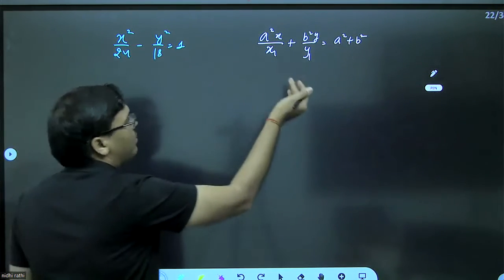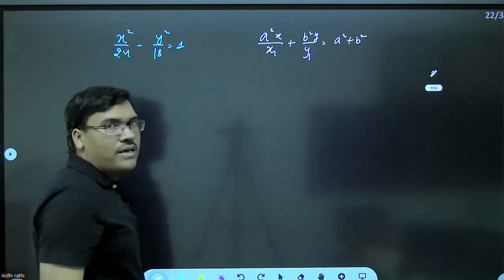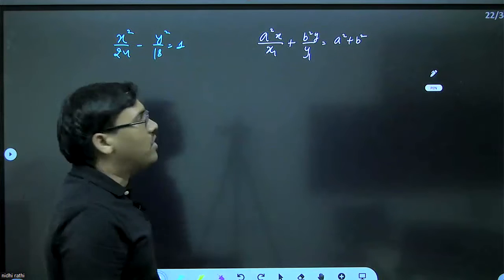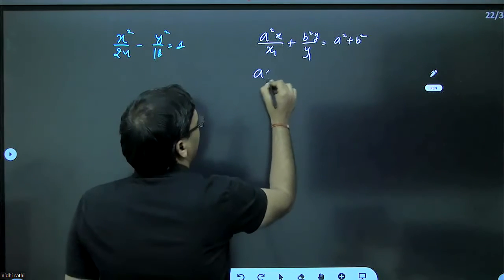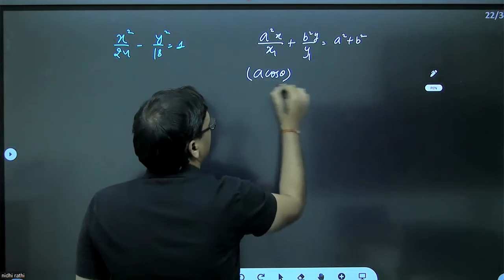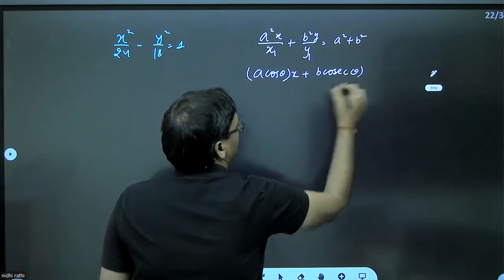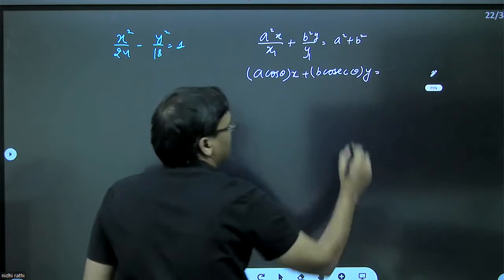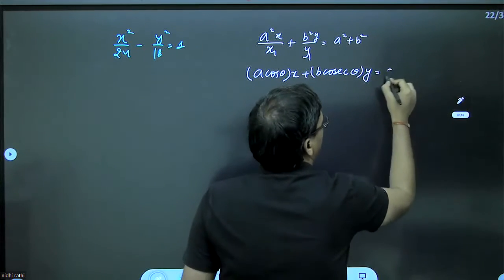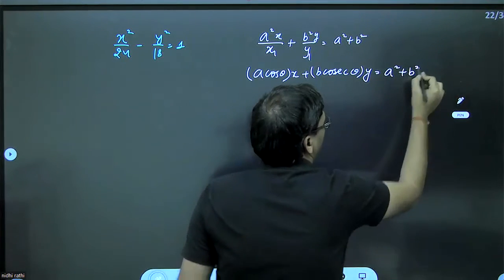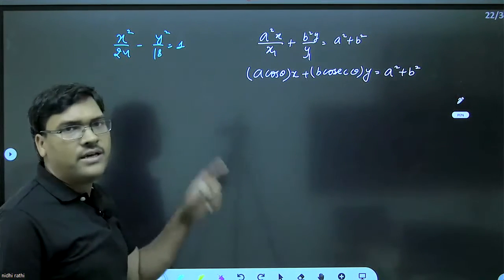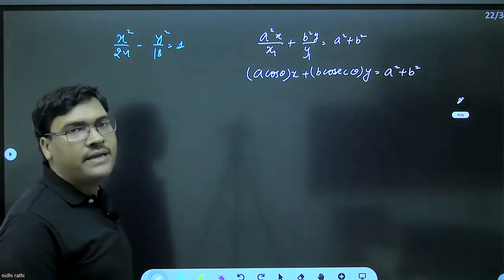If I take the point (x1, y1) as (a sec theta, b tan theta), the parametric coordinate, then this will become a cos theta x plus b cot theta y, equal to a² + b². This is the equation of normal at any point (a sec theta, b tan theta).